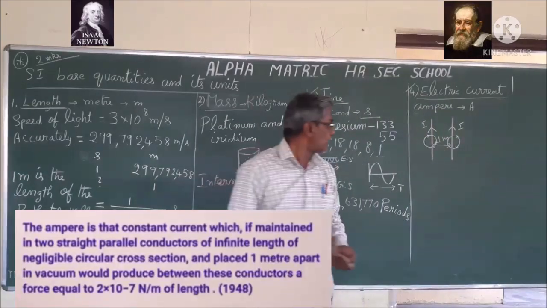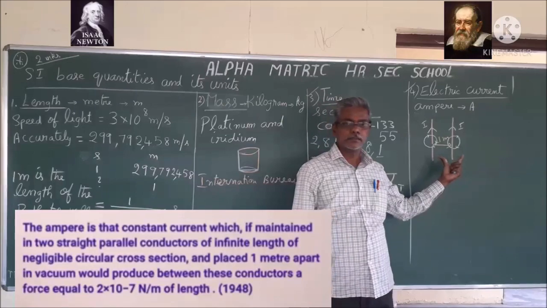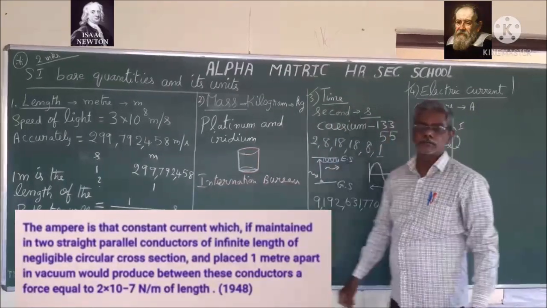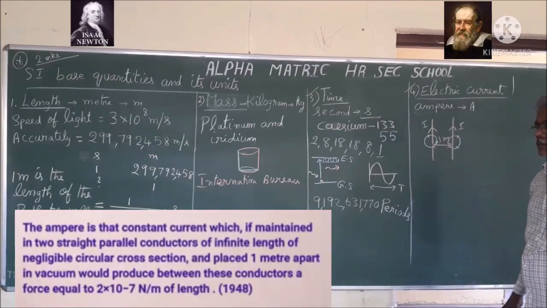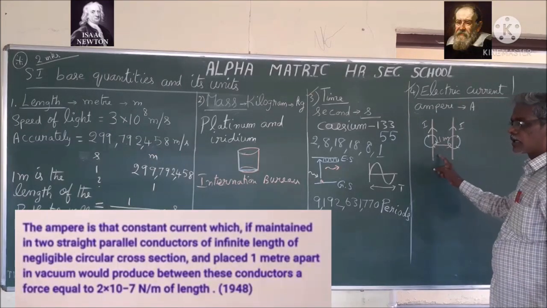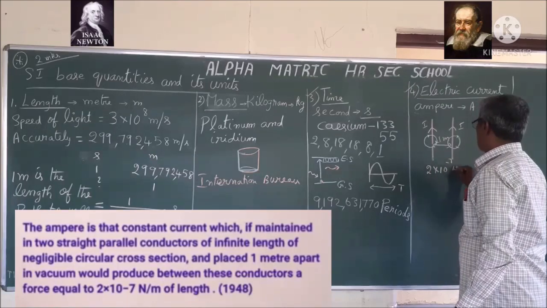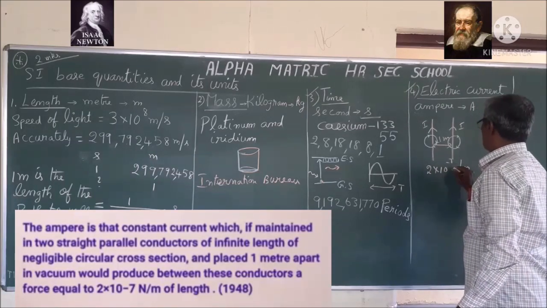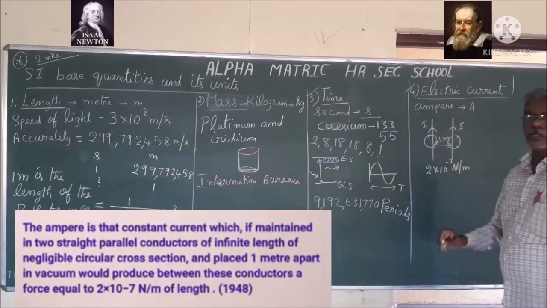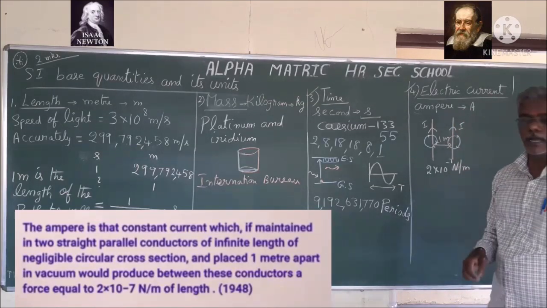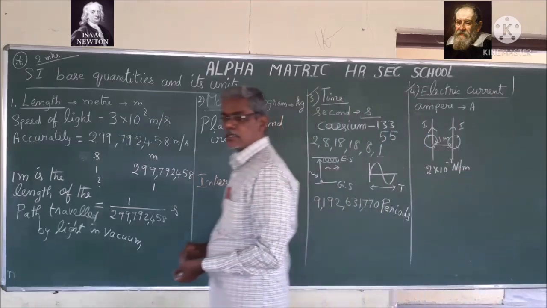Now, the attractive force between these two conductors is 2 into 10 power minus 7 Newton per meter. That is called 1 ampere. I think it is clear for you now.